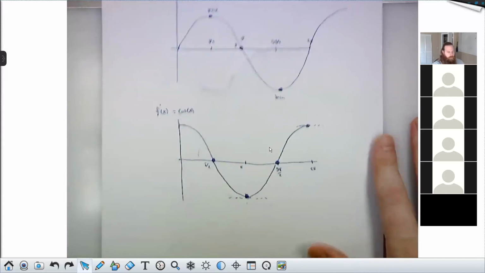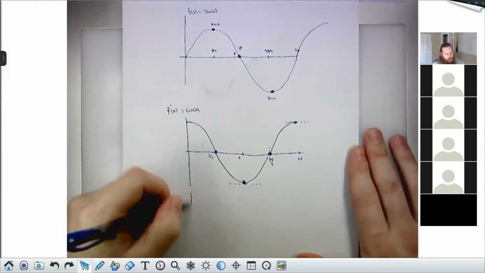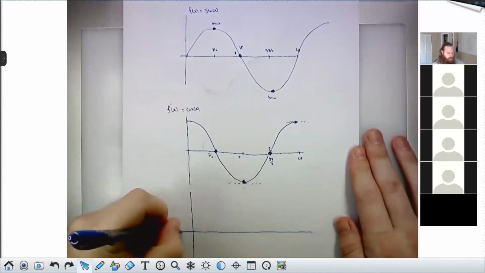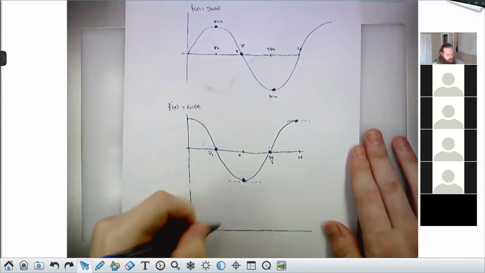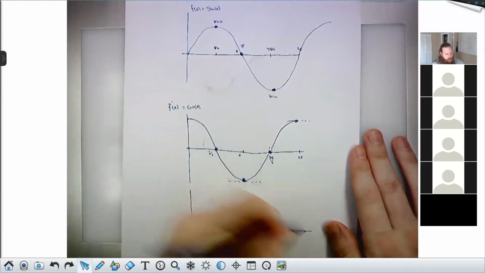So starting to connect the graphs of f, f primed, and I'll go ahead and draw f double primed down here. f double primed is negative sine x. Pi over 2, pi, 3 pi over 2, 2 pi.